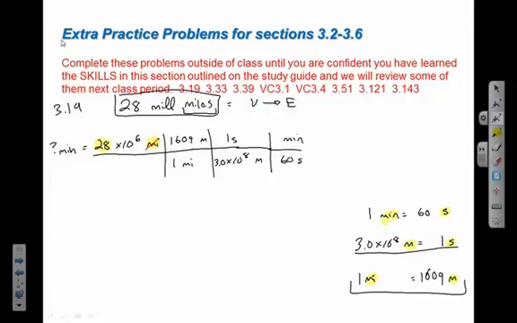So I can just make sure that I've plugged things in correctly and the undesired units cancel. I get the unit I want. Then I've got to plug that into my calculator: 28 times 10 to the 6th, or 28e6, times 1609, divided by 3e8, divided by 60, and I get 2.5 minutes.